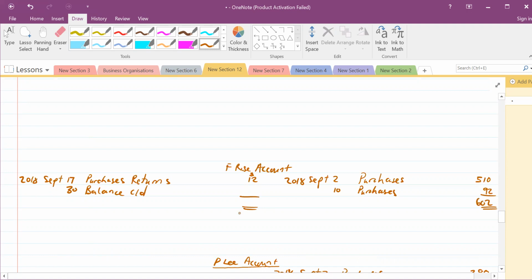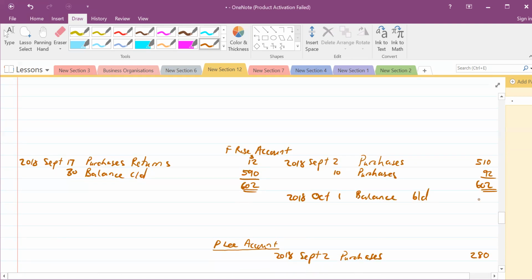602 minus 12. We have 590. That's the balance CD. All right, so this is now 2018 October 1 balance BD brought down from the previous period. Check to see how much, 590. All right, that's what we have.